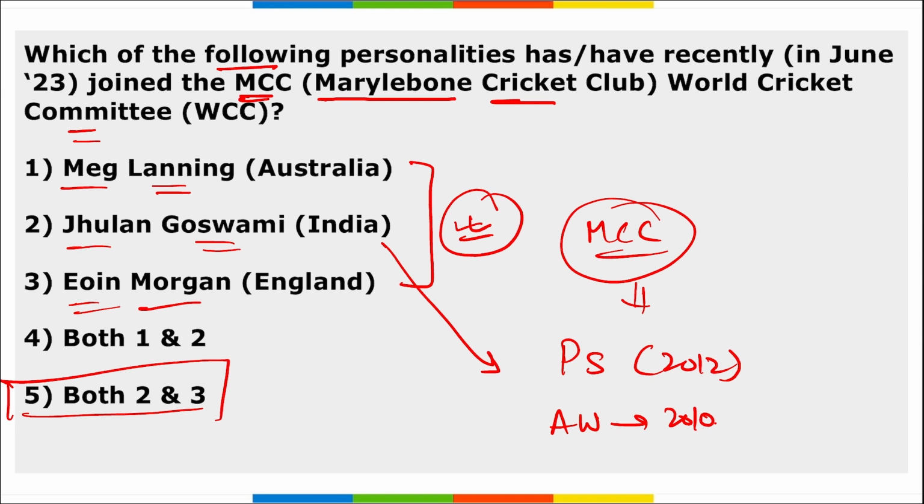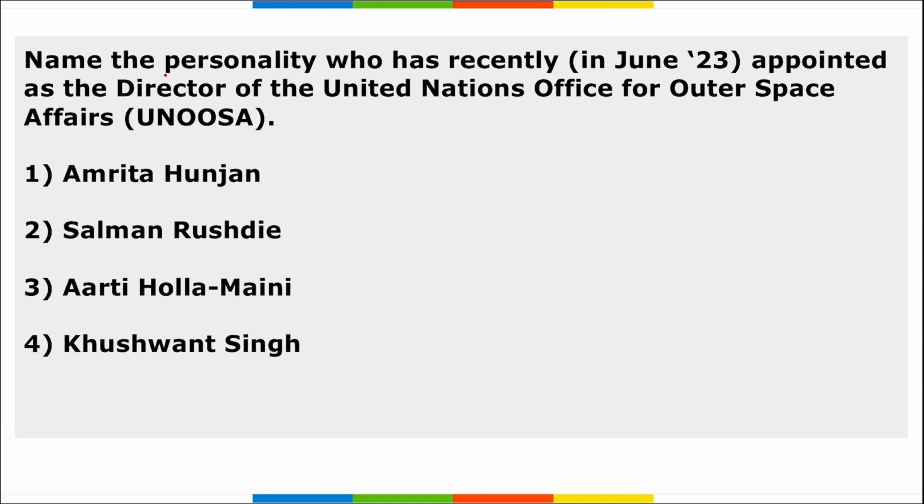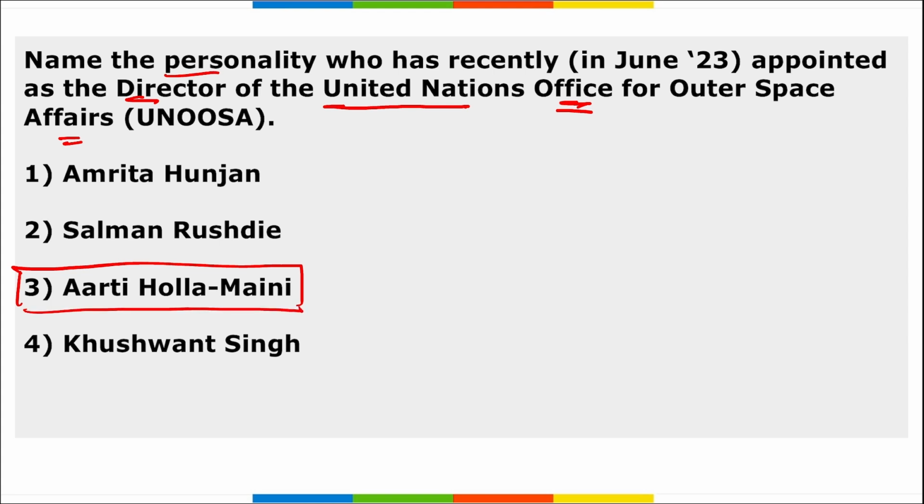Next, name the personality who was recently appointed as the director of the United Nations Office for Outer Space Affairs. So, Aarti Hola Mani, right? She is an Indian American who has been appointed as the director of the United Nations Office for Outer Space Affairs. Correct? And remember, Aarti Hola Mani, she will be succeeding Simonta Di Pippo.